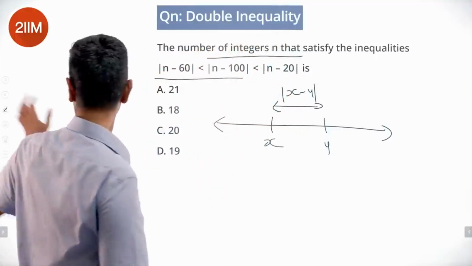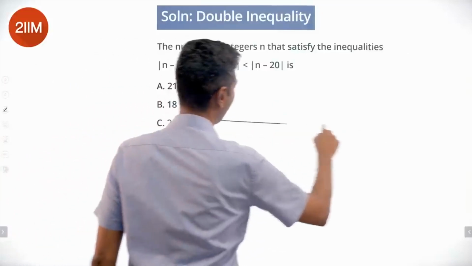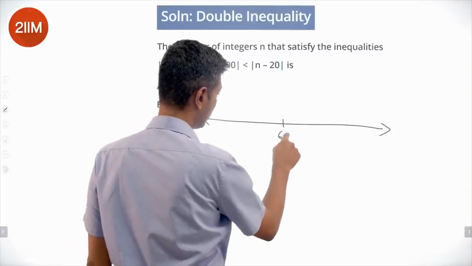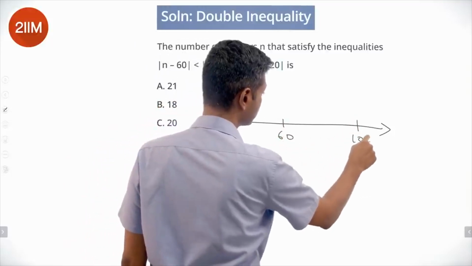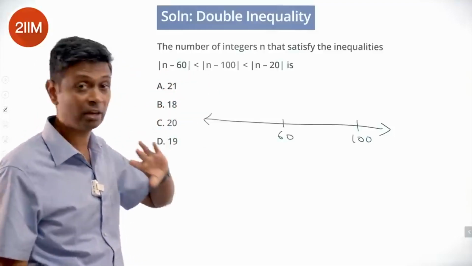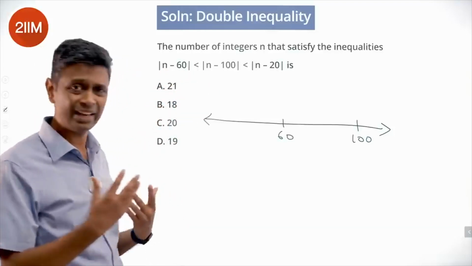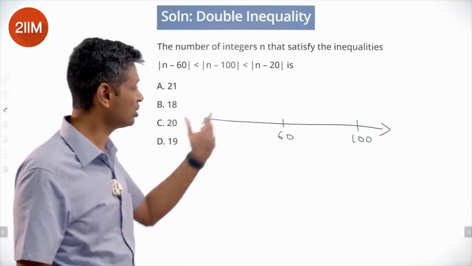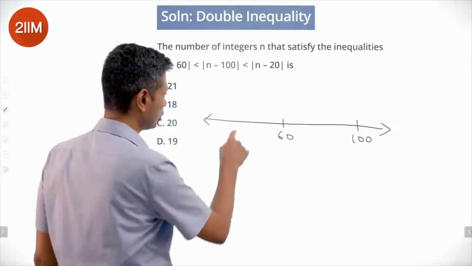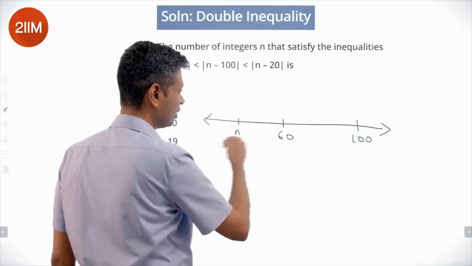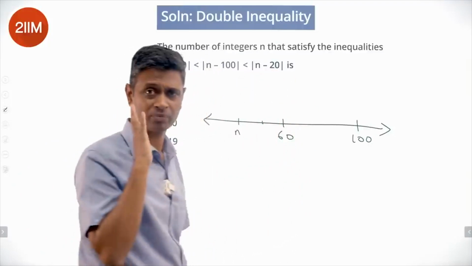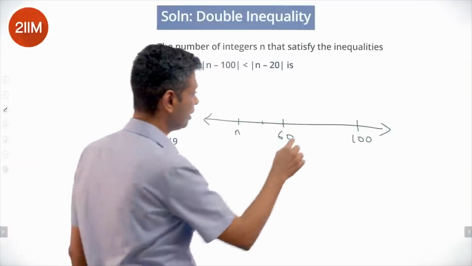So let's say modulus of n minus 60 less than modulus of n minus 100. So let's put 60 here and 100 here. So distance, modulus of n minus 60 less than modulus of n minus 100. That is, if I have n, distance from 60 is less than distance from 100. Right? Or think about this, if n were here, distance from 60 would be less than distance from 100. If n were here, throughout it will work. The turning point will be at 80.